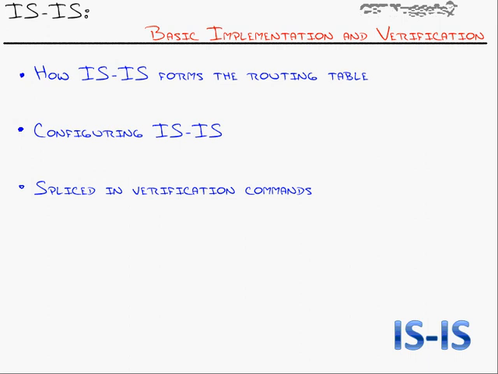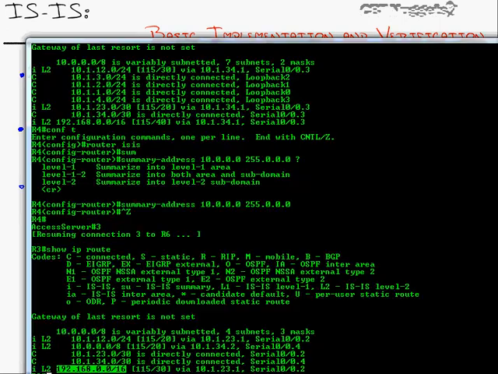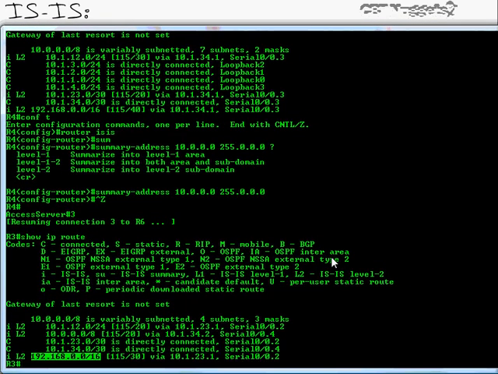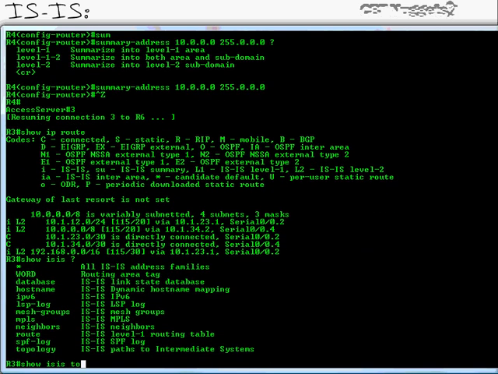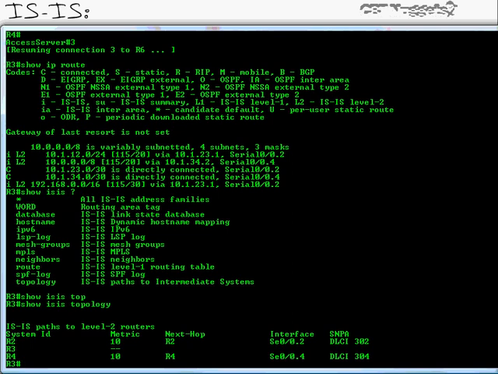Oh, wait a sec. I'm going to jump back here. There's one verification command. Of course, it hits me now that I did want to show you. It is show ISIS topology. This is the topology database that shows everything that ISIS knows about. It's all of the different routers in the link state database. So this is a great way to verify that it's receiving everything. Now that I do this, of course, I suddenly remember I forgot to talk about the metric.